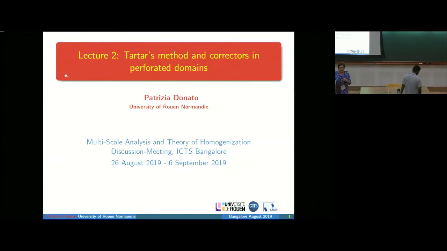So good morning again. I will do now the same method as before this morning, but for perforated domains, explaining also the specificity of perforated domains.